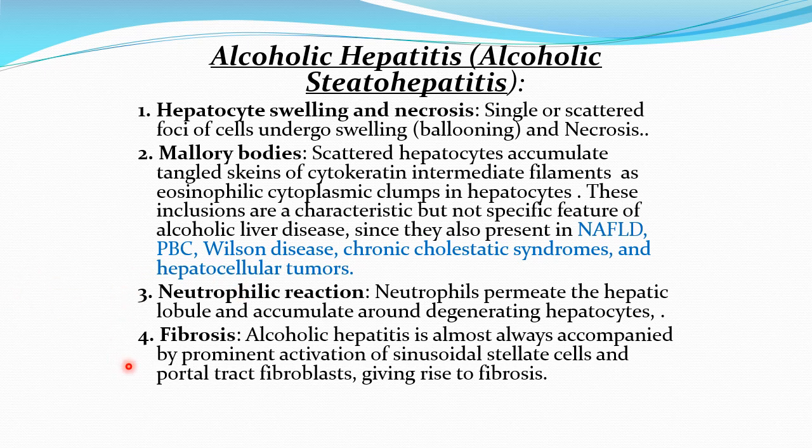Then there is the fibrosis also. Alcoholic hepatitis is almost always accompanied by prominent activation of sinusoidal stellate cells. Where does fibrosis come from? It comes from stellate cells. So there is activation of the stellate cells. This will lead to the fibrosis. And portal tract fibroblasts also give rise to the fibrosis. Okay, so these are the microscopic features of alcoholic hepatitis. You will see it.